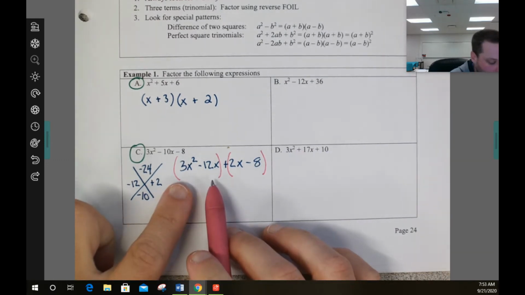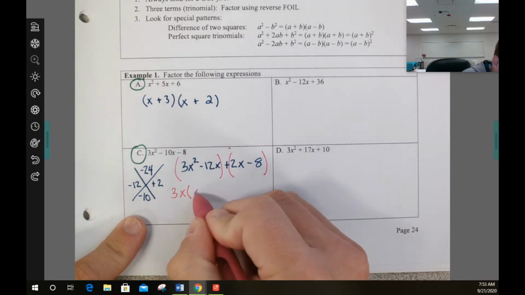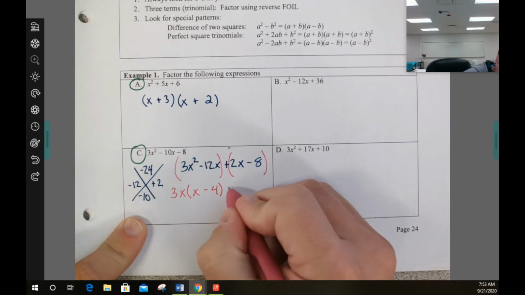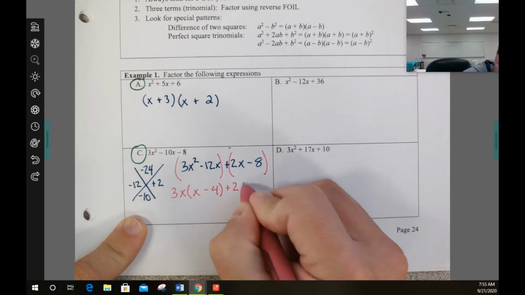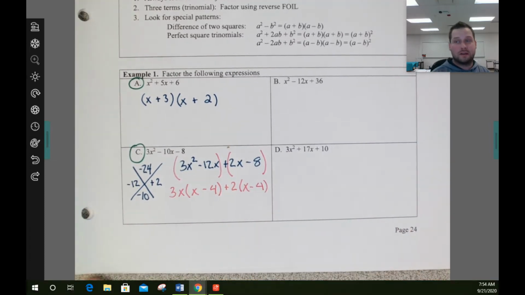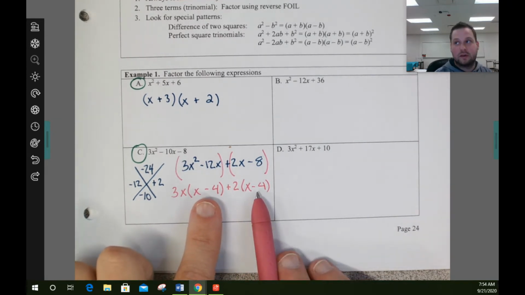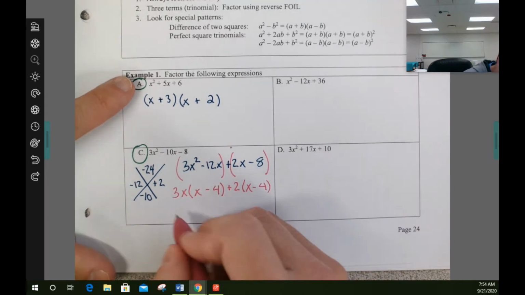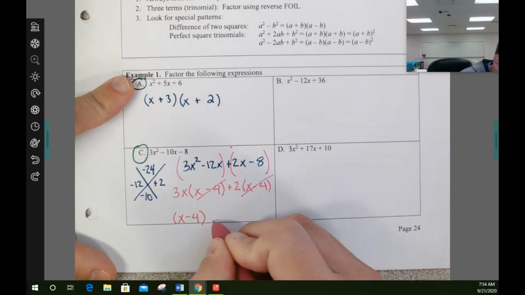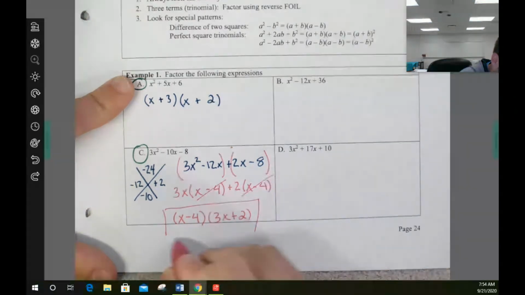So 3x squared and 12x are going to have 3x in common. I'll be left with x minus 4. 2x and 8 have a 2 in common. So I'm going to pull out a positive 2, left with x minus 4. We know we did this right because I have parentheses that match up. Okay, that's the whole goal, to get your first parenthesis and second parenthesis to match up. So when I go ahead and rewrite that, I'm going to have x minus 4. When I take care of those, I'm just left with 3x plus 2. And that would be my final answer.